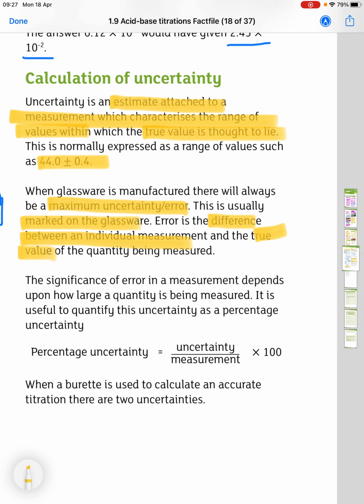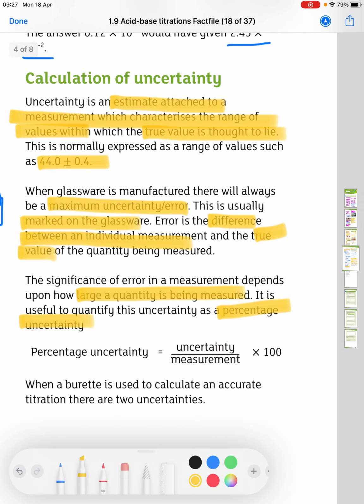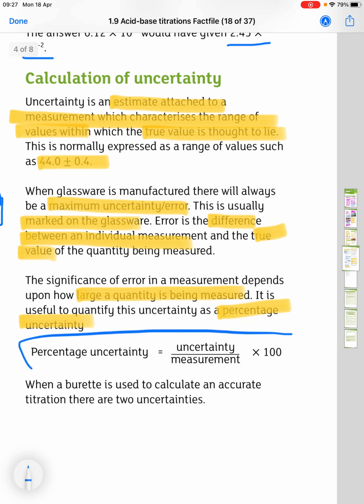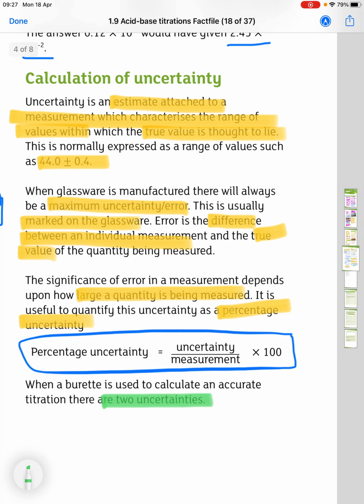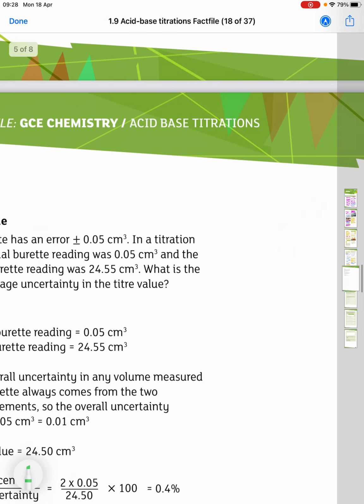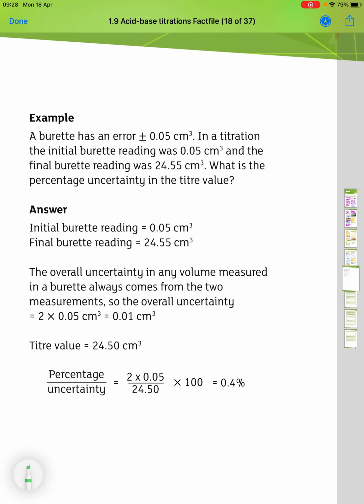Error is the difference between an individual measurement and the true value of the quantity being measured. So the significance of error in a measurement depends upon how large a quantity is being measured, and it's useful to quantify this uncertainty as a percentage uncertainty. Percentage uncertainty is the uncertainty divided by the measurement times 100. And when a burette is used to calculate uncertainty, there are 2 uncertainties associated with it.